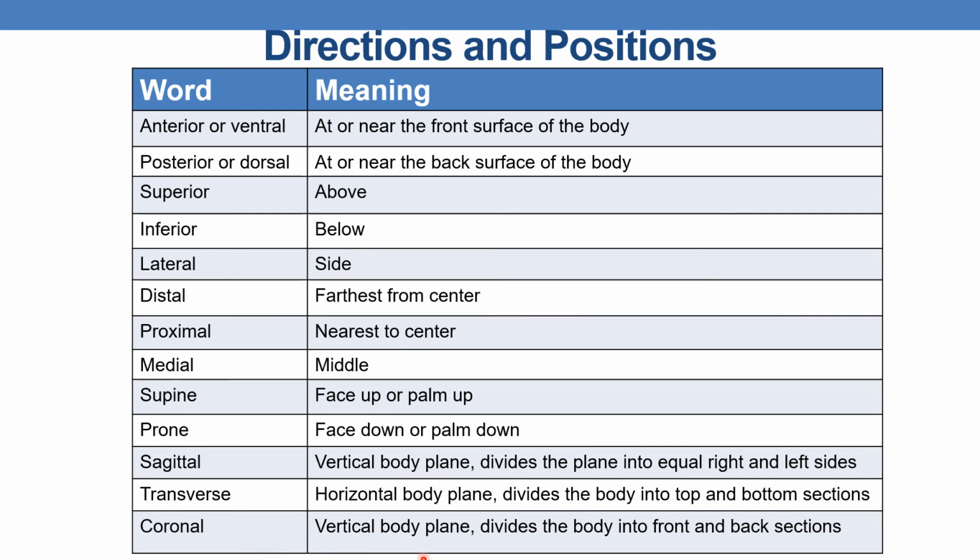Coronal means vertical body plane. It divides the body into front and back sides. These are some of the terms related to directions and positions.